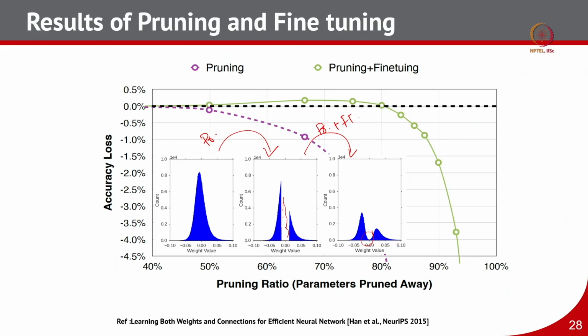Now, this is the accuracy of the fine tuned model. As a result of pruning plus fine tuning, you can see that we can now sustain approximately 80% of pruning. So, till 80% of the pruning there is no accuracy loss, but after 80% of the pruning there is significant accuracy loss. The loss is increasing drastically, right.